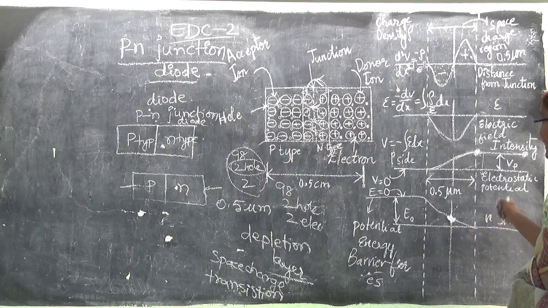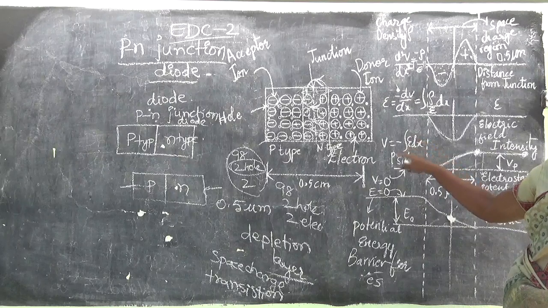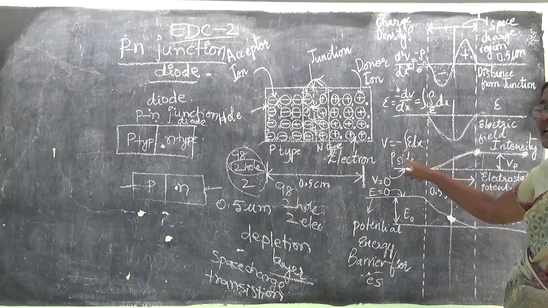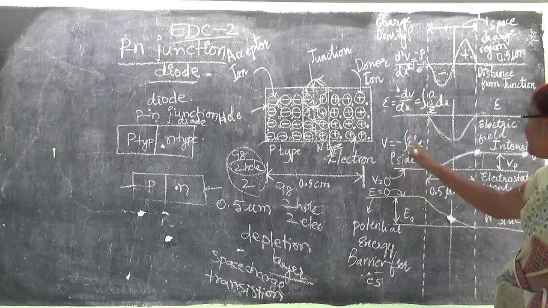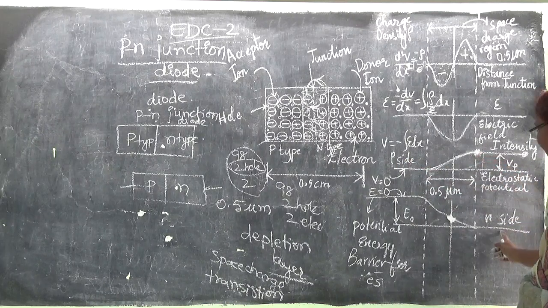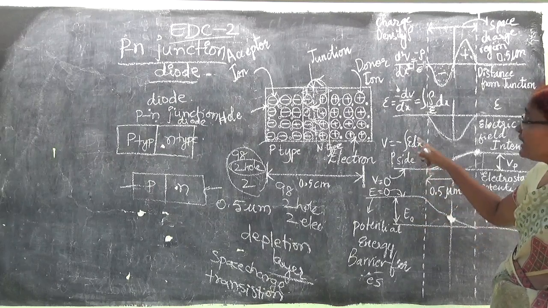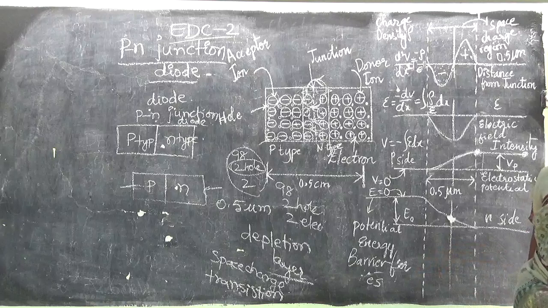The same thing will happen for the N side also. So for the free charges, majority free charges are current carriers. For majority current carriers from the P side, for holes it is uphill. From the N side, for electrons it is uphill. But for the minority charge carriers, what are the minority charge carriers?